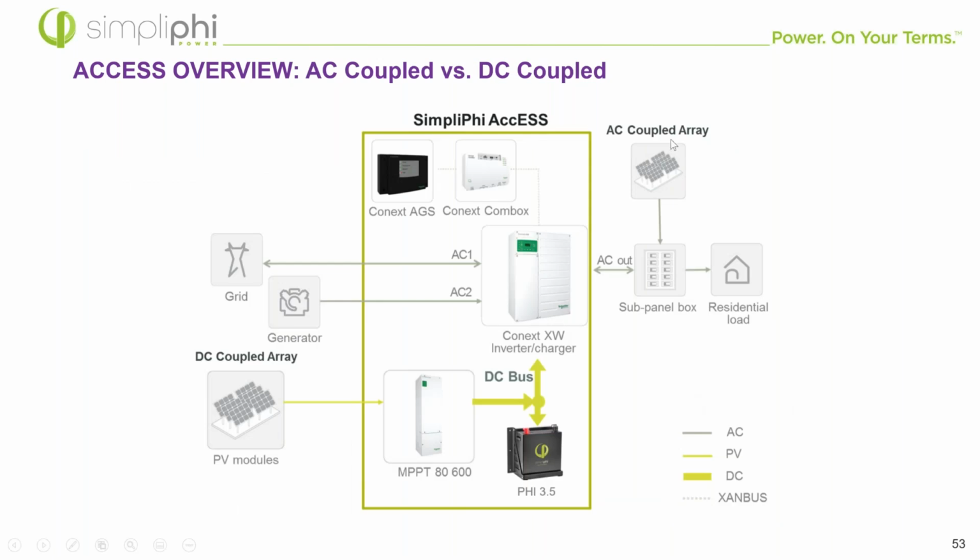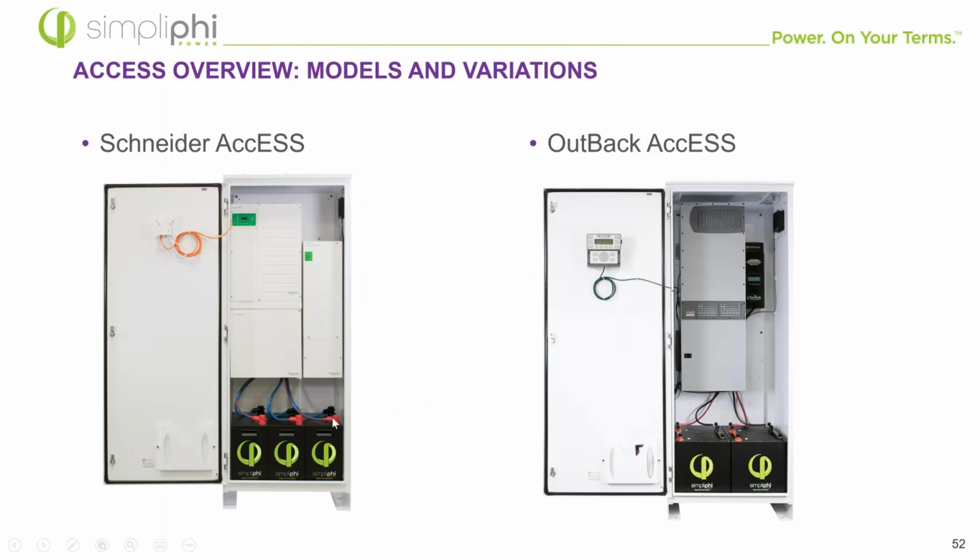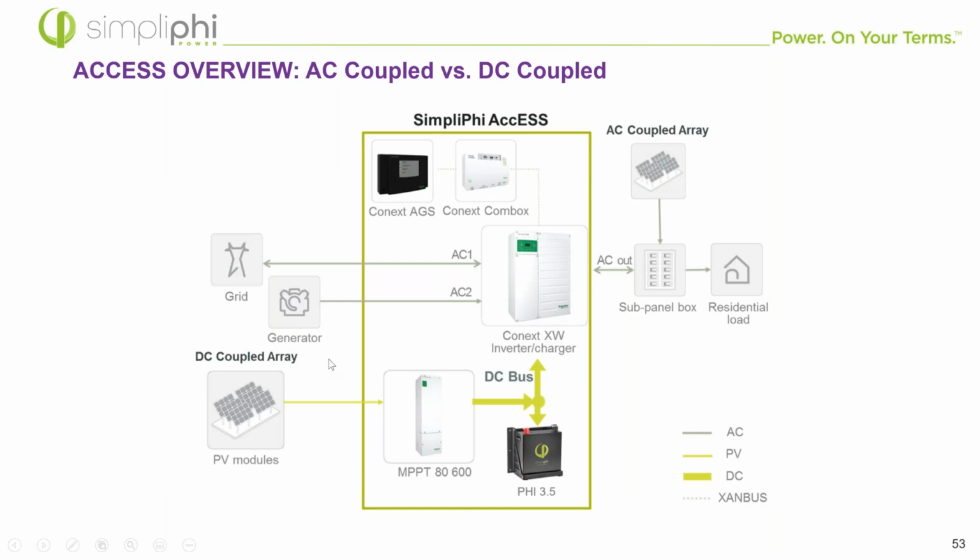So whether you have an existing array or just want to use microinverters, you can always AC couple, or if you want to go the more traditional route, you can add that optional charge controller in. So you can see here the charge controller, this is an optional purchase, but then you can add that in and go DC coupled. No matter which option you go with, the great advantage is, you have your grid here, we have the ability to automatically disconnect from that grid, go into island mode. That's all built into the Access, no matter which option you go with.